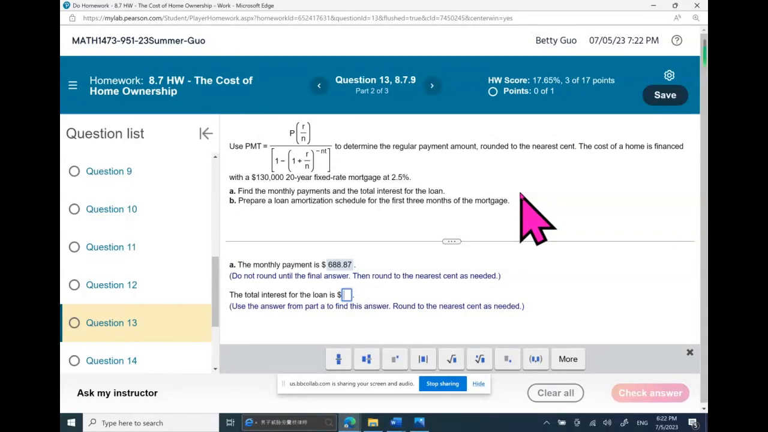Exactly. And we're going to use that to minus the money we owe, 130,000. And what do you have? I have 35,328.8. Me too. That's the interest, right? Yeah. So let's enter that. 35,328.8.